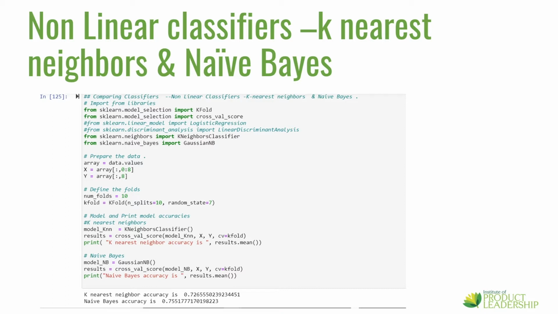Choose k-fold method where k is equal to 10. Define random state is equal to seed, in this case it is 7. Create an object of k nearest neighbor and then input the model with x and y and finally calculate the accuracy. Same process for naive Bayes.